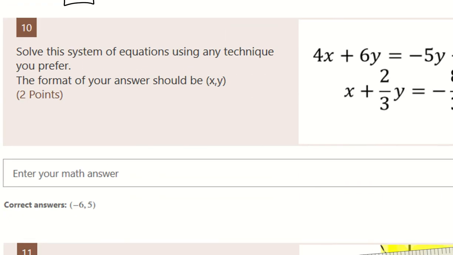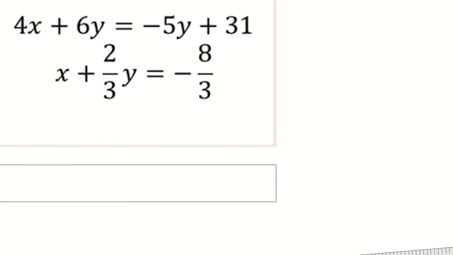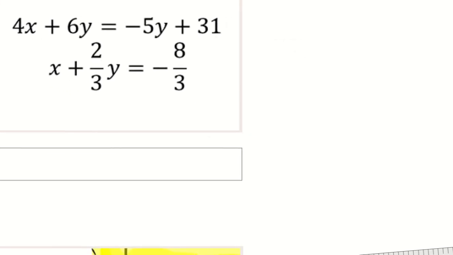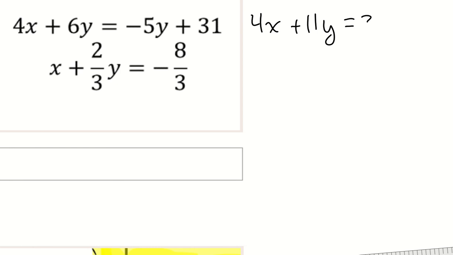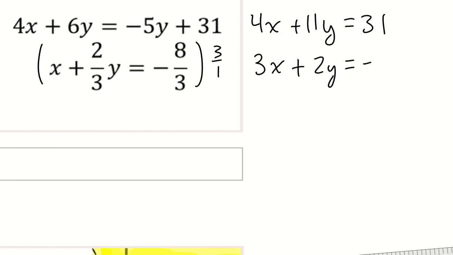Number 10, it says solve this system of equations using any technique you prefer. We're going to be looking at some new techniques pretty soon that involve matrices, but for now, let's use the ones that we know. So for example, I'm going to rewrite this top equation so that x and y are on the one side. I'm going to add 5y to both sides. So this is going to become 4x plus 11y is equal to 31. And then the one below, I'm going to choose to multiply every single term on both sides by 3. So that equation is going to become 3x plus 2/3 times 3 is 2y, and that's going to equal -8.